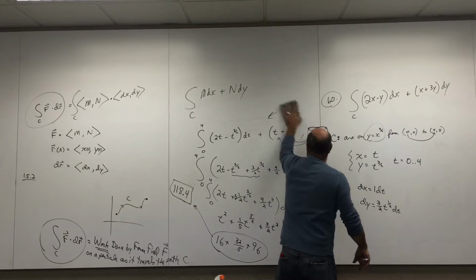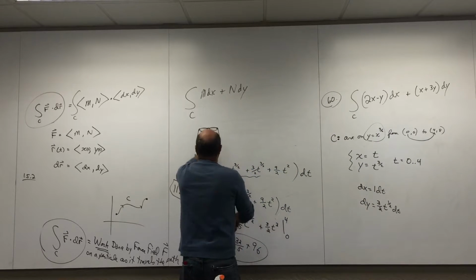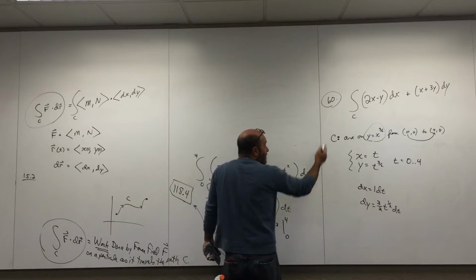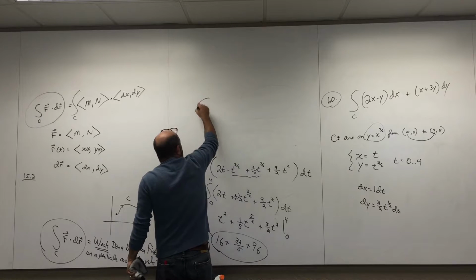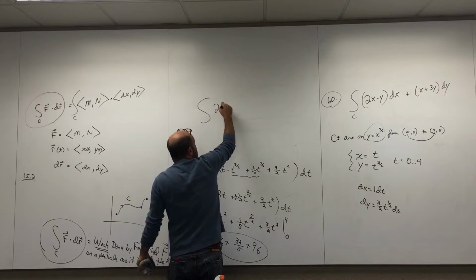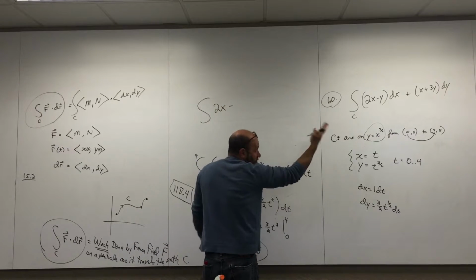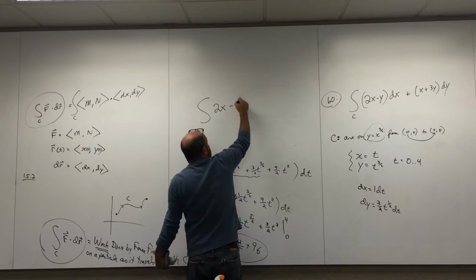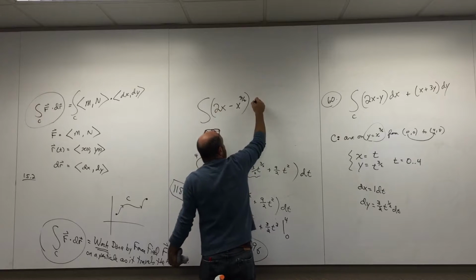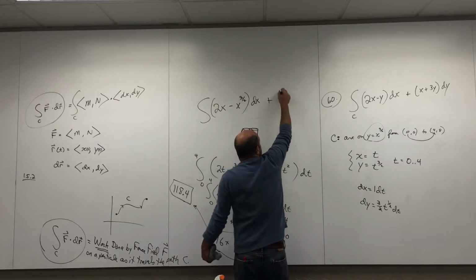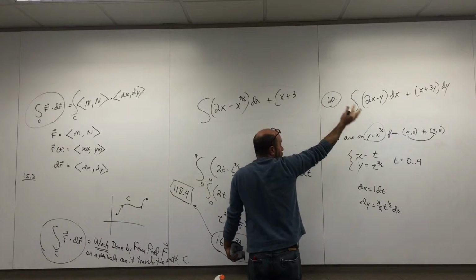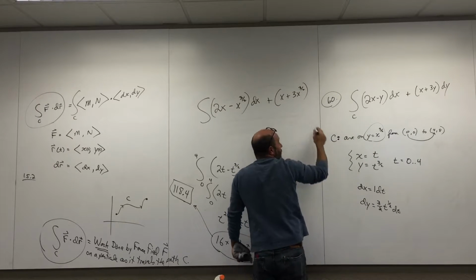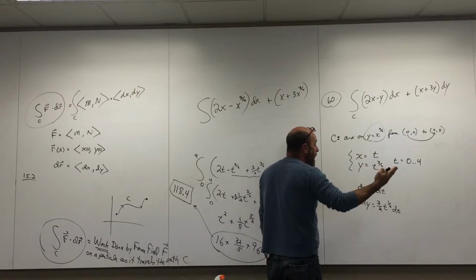I'm going to get rid of all this, except that might have been cool to see. But watch this. I think I could just do this in x's. This is 2x minus y, but what's y? X to the 3/2, times dx, plus x plus 3y, but what's y? X to the 3/2. Now instead of a dy, I need to turn my dy into dx.